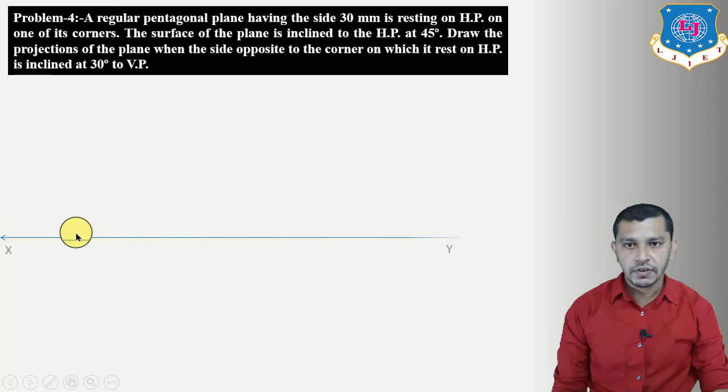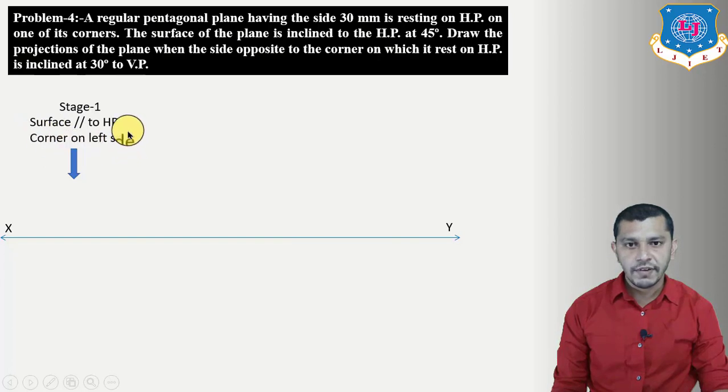So let's start with the first stage, in which we have to assume the surface of the pentagonal plane parallel to HP, and we have to take the corner on the left hand side because it is resting on a corner on the horizontal plane. And here we are going to use the first angle projection method. So we will get the plan of the pentagonal plane below the XY reference line, because we will get the horizontal plane below the XY reference line. And right now the surface of the pentagon is parallel to the horizontal plane. We will get the true shape of the pentagon on the horizontal plane.